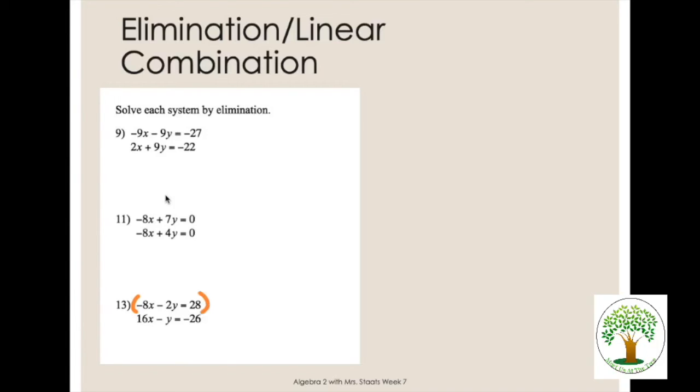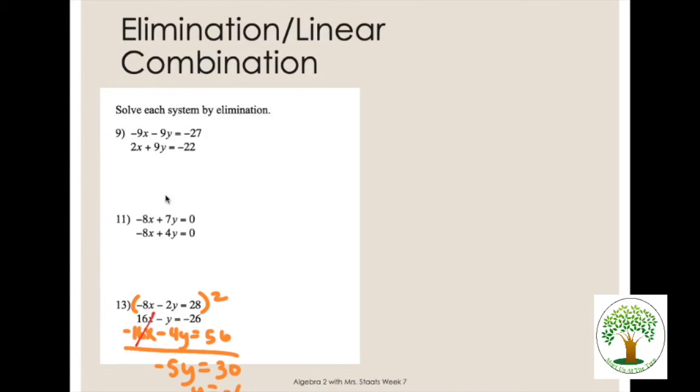If I'm going to multiply by a 2, I have to multiply everything by 2, not just one thing. So I have to do a distributive property there. So I'm going to have a negative 16x, a negative 4y, and what's 28 times 2? 56, thank you. Now my x's will cancel out. I'm going to have negative 5y equals 30. Y equals how much? Negative 6.